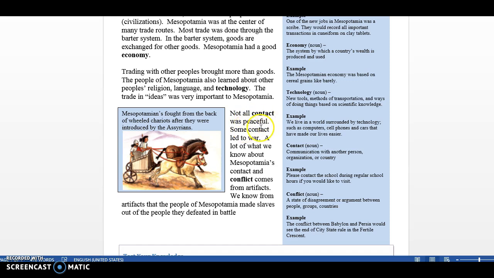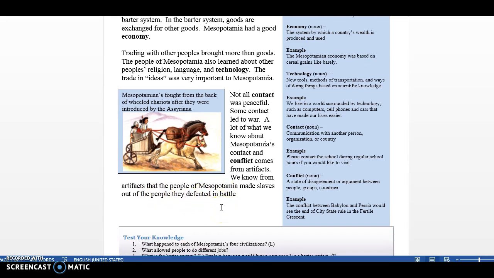Not all contact was peaceful. Some contact led to war. A lot of what we know about Mesopotamia's contact and conflict comes from artifacts. We know from artifacts that people of Mesopotamia made slaves out of the people they defeated in battle. So artifacts, this word here, are just things that we found in the ground after we dug them up with a shovel, or something that people found in the earth, in the soil.